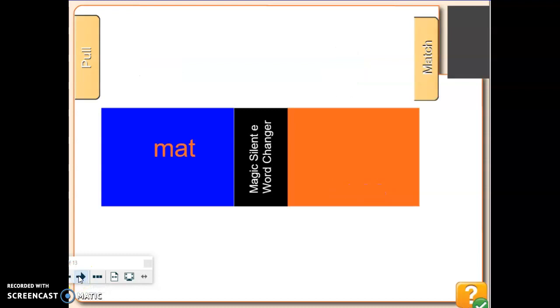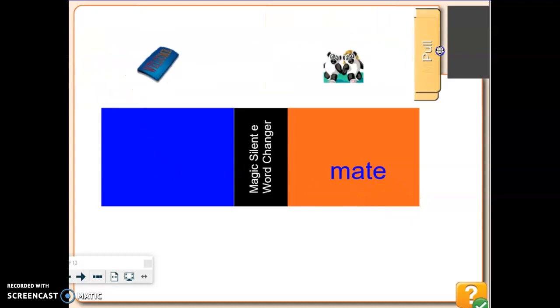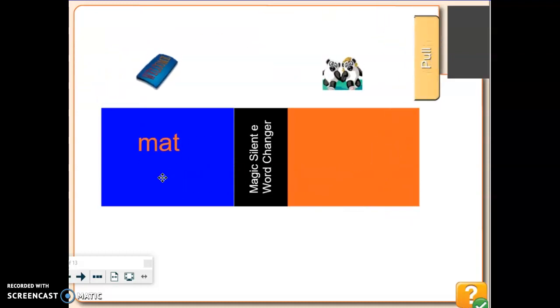All right. Now what word do we have? Mat. What happens when we put magic E at the end? Mate. Yeah, when we have no E, it's just a mat. But when we add an E, it's mate, like two people who are friends.